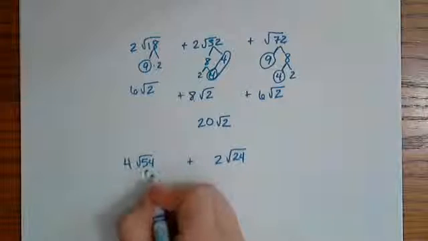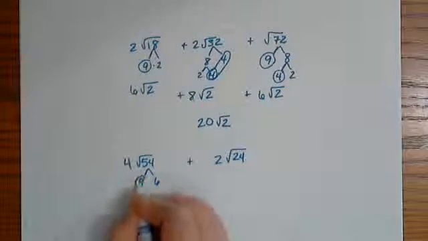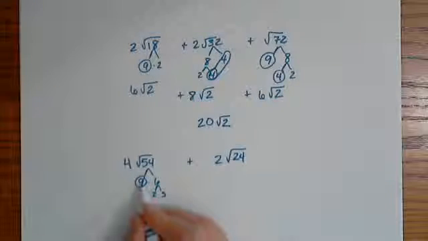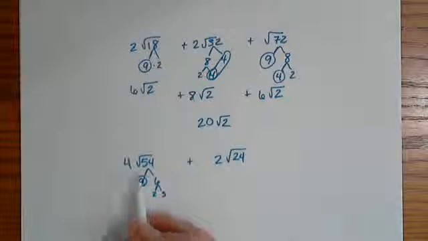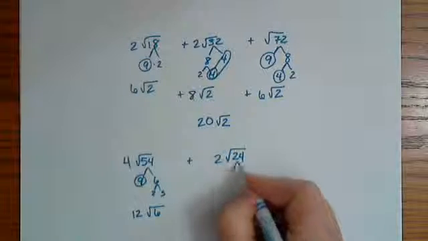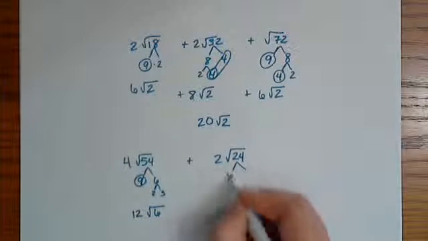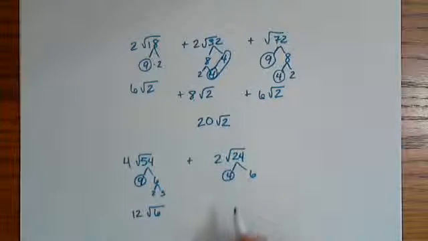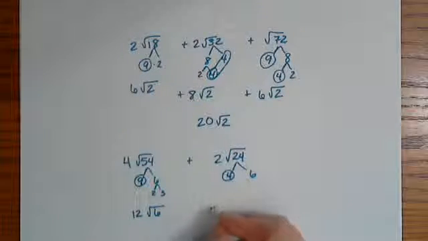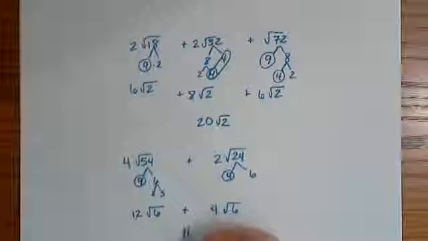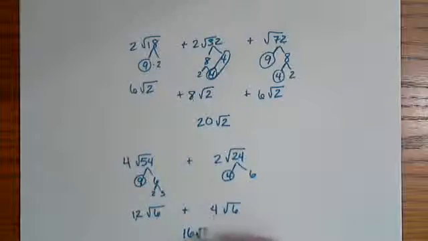Okay, 54 is 9 times 6. I know the square root of 9. I know 6 is going to be 2 times 3, so I can't reduce that anymore. 3, because the square root of 9 is 3. 3 times 4 is 12 times the square root of 6. Here I have a 24, which is going to be 4 times 6. Oh, I see that 6 again. I've already got that 6. So the square root of 4 is 2. 2 times 2 is 4 root 6. 12 plus 4 is 16. I still have that root 6, which doesn't change. And the answer is 16 root 6.